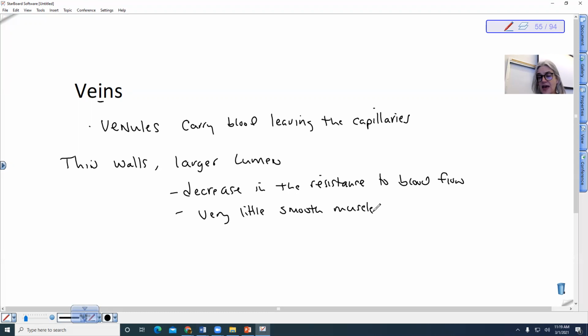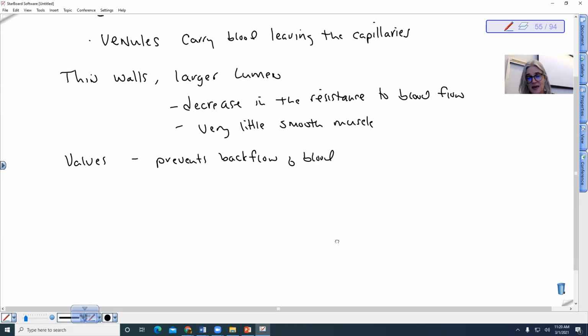When we also look at the veins, they have valves. And these are the only blood vessels that have valves. This prevents backflow of blood. They also tend to be associated with skeletal muscles. So sometimes this is referred to as the muscular pump.